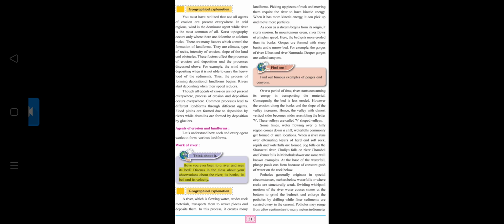Now, the swirling whirlpool motion of the river water causes stones at the bottom to grind the bedrock and enlarge the potholes by drilling, while finer sediments are carried away in the current. Potholes may range from a few centimeters to many meters in diameter and depth.